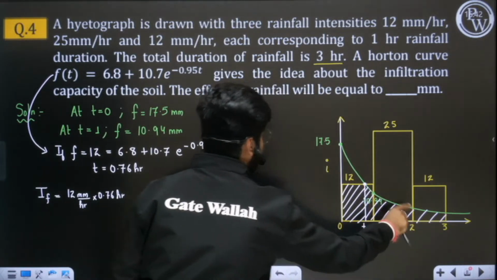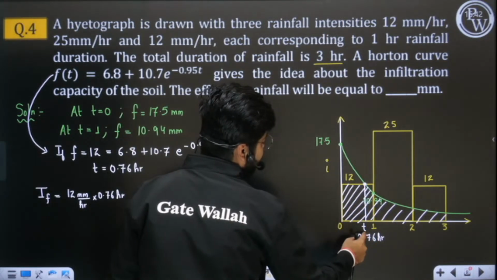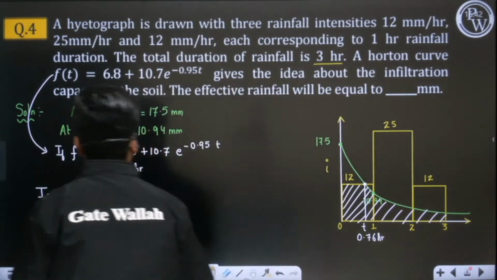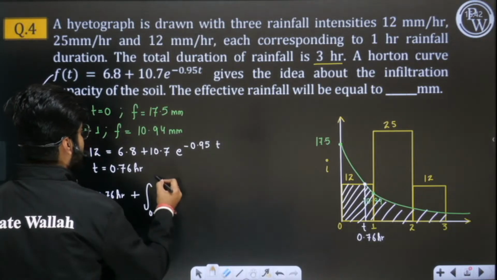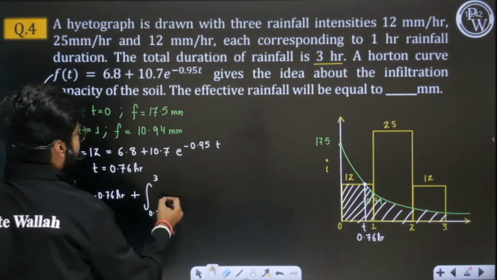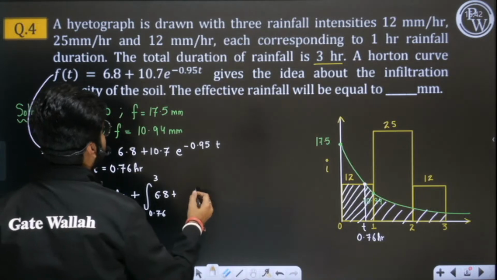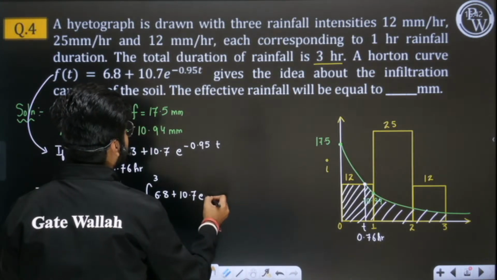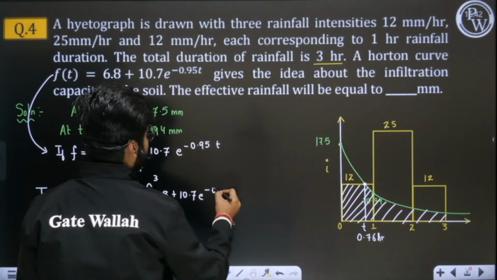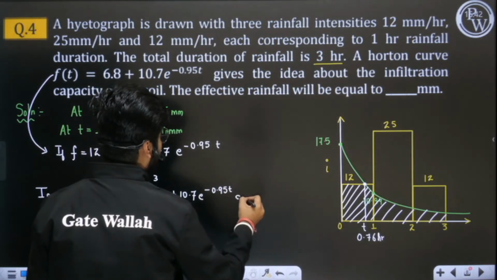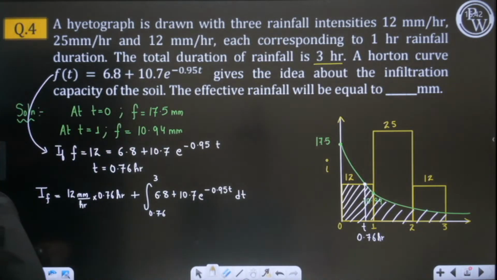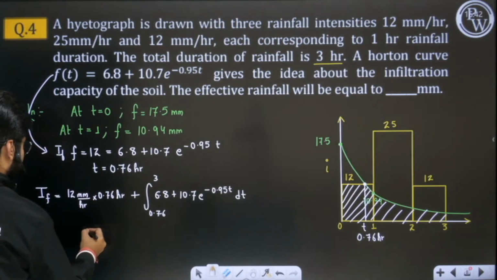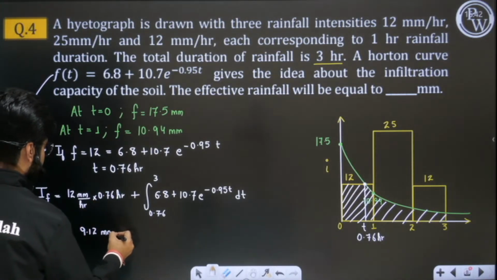So how will I get this infiltration? By integrating from 0.76 to 3. Ft is given as 6.8 plus 10.7 e power minus 0.95 t, dt. Solve this. How much are we getting? We are getting it as 9.12 mm.